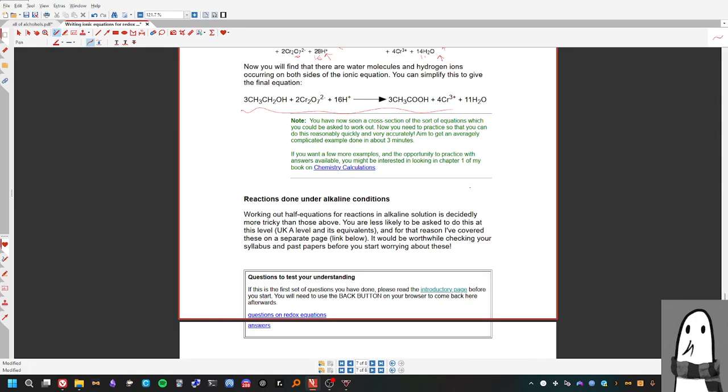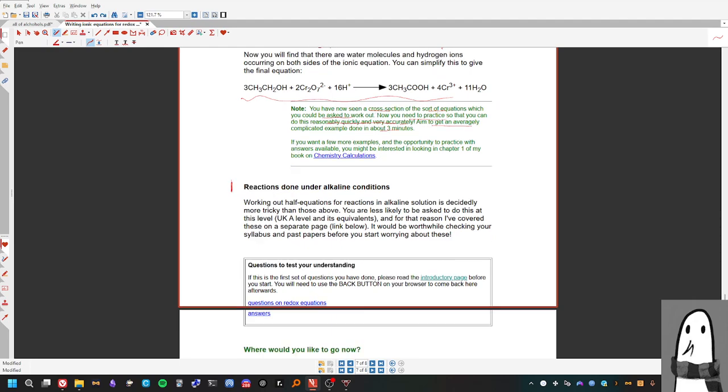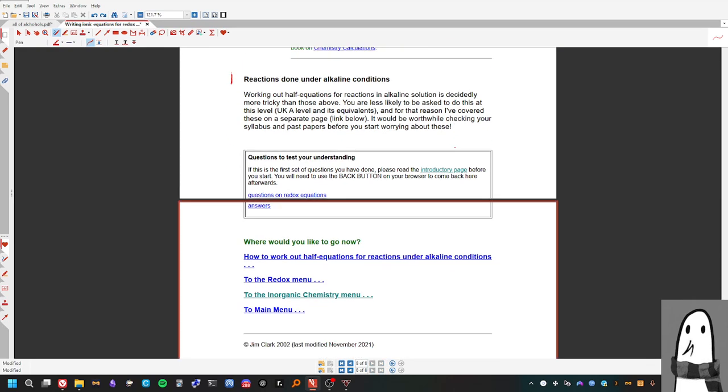Now, simply put, this is the last part on reactions by half equations. Now you've seen a cross-section of the sort of equations which could be asked. You need to practice so you can get reasonably quick and accurate. Aim to get an averagely complex problem done in about 3 minutes. If you want more opportunity to practice, you might look at chapter 1 of my chemistry book. We will go through that hopefully in a bit, not today though.